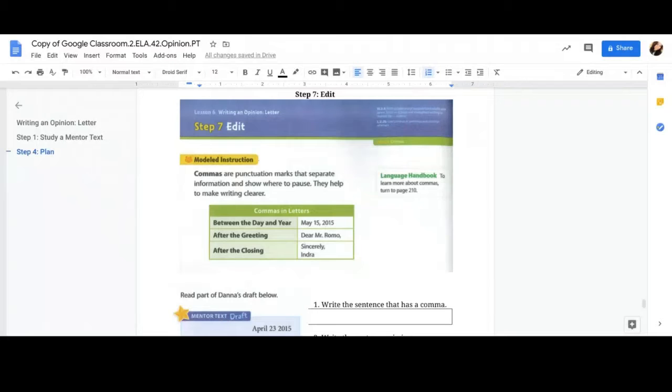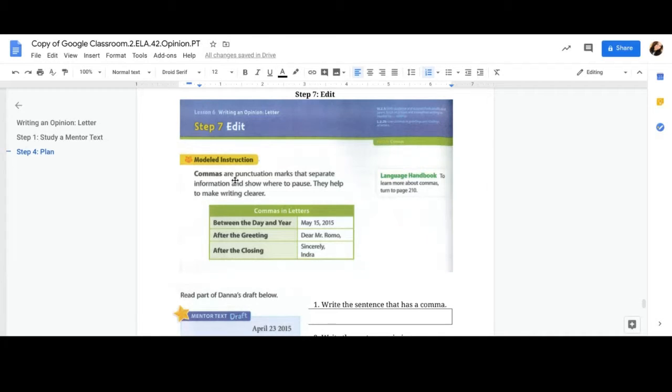Happy Friday, scholars. So we need to edit and submit today. So let's go ahead and look at what we need to do to finish our writing response. So step 7, edit. Edit means we are adding commas, we are fixing spelling, we are fixing our grammar, we are making sure it makes sense. We're using our periods, our indents, our commas. Let's go on and continue.